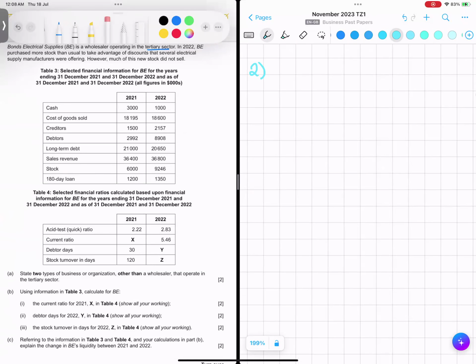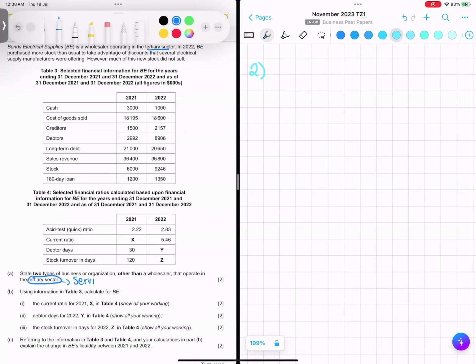So let's begin. So the first question says, state two types of businesses or organizations other than a wholesaler that operate in the tertiary sector. Great. Tertiary sector. What does tertiary sector mean? It is basically a sector that offers services, right? Okay, so they offer, oh, sorry, here to make it clear that they offer services.